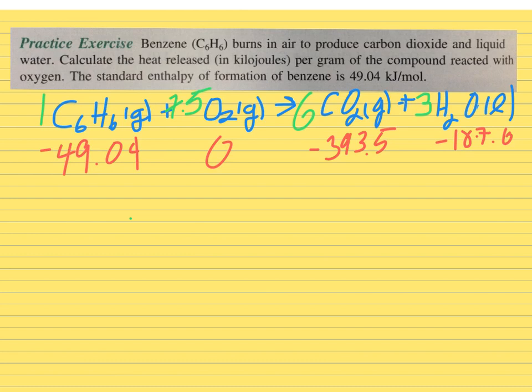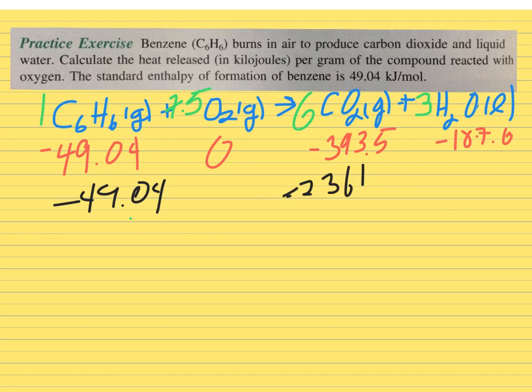So I'm going to just use my coefficients right now, and I'm going to multiply out the numbers that I have. So I'll do that in another color. And so I got my 1 times my negative 49.04. And then I got my 6 times 393.5, which is a pretty large number of negative 2,361, and that's in kilojoules.